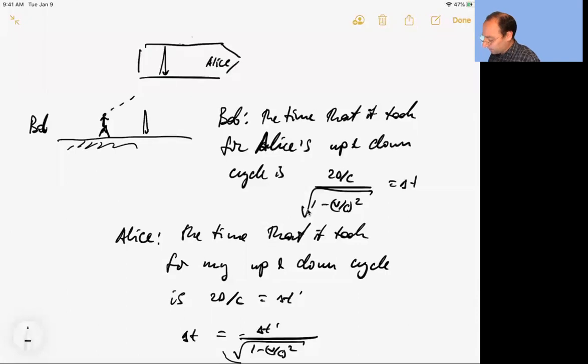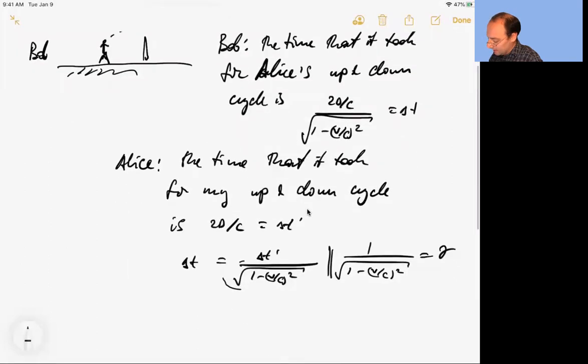By the way, since we're at it, this factor appears in relativity very often. It's called a gamma factor. So we can say that delta t equals gamma delta t prime, and gamma is always bigger than or equal to 1. It equals 1 only if v equals 0. Otherwise, it's always bigger than 1 because v is less than c, so the denominator is less than 1, and 1 over that is bigger than 1.